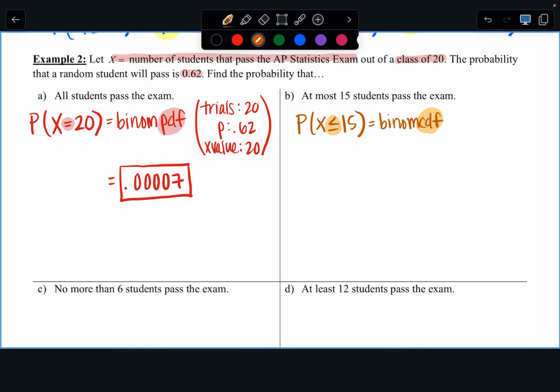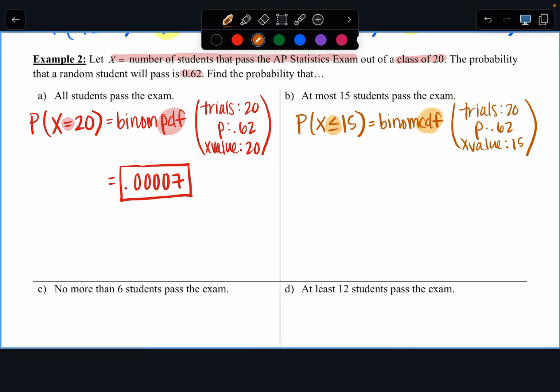And I'm going to have trials 20, probability 0.62, and my X value is going to be the last included number I want, which is 15. Now, they will take off points. I will take off points if you just accidentally write PDF for everything. If it's supposed to be a CDF, it has to be a CDF. Don't just rush through it and write the same thing over and over again. It has to be labeled correctly.